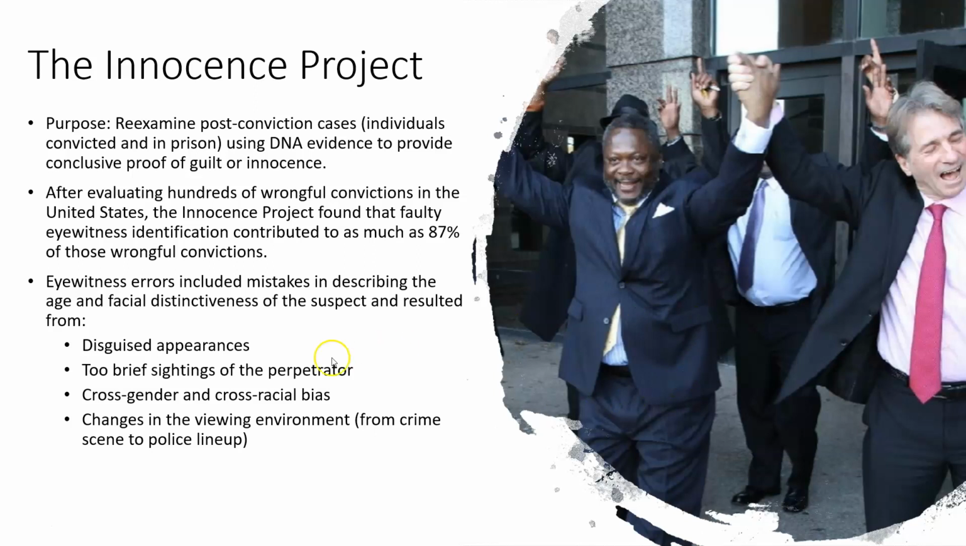So all of these things can create errors and lead to mistakes in describing the age or facial distinctiveness of a suspect, and therefore can lead to incorrect evidence that is then admissible in court and can therefore persuade jurors in the wrong direction.